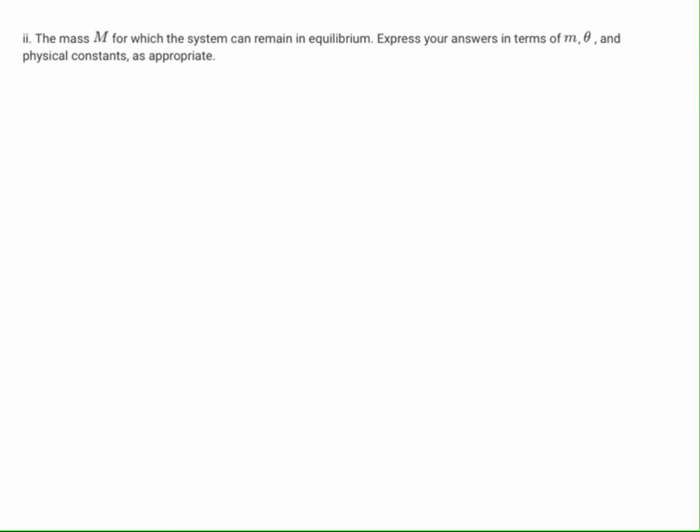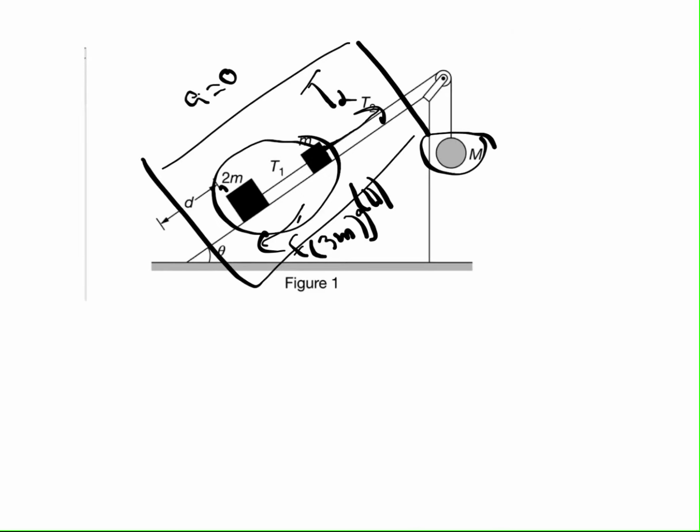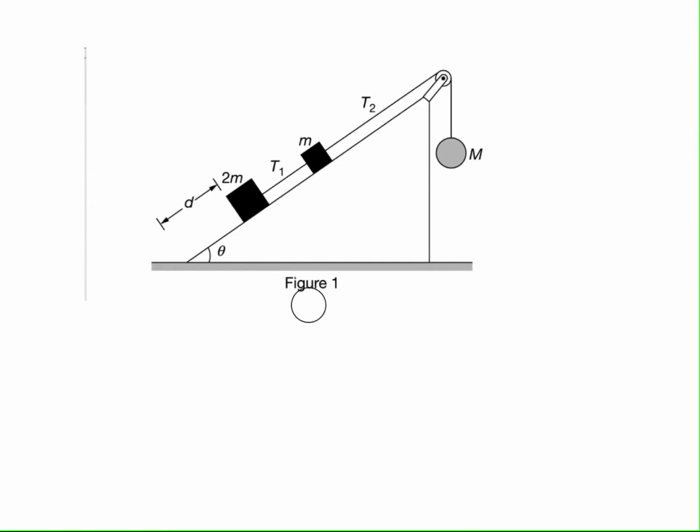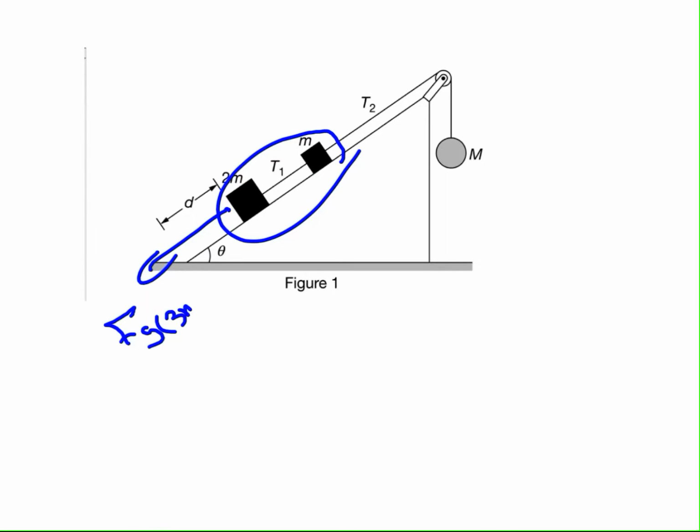Now, 2. The mass big M for which the system can remain in equilibrium. So, the biggest mass basically that this M can be so that it still stays in equilibrium. This is a slightly different argument. Erasing this picture for a second. Now we basically have all of this mass pulling this way. So we're going to say that the force of gravity acting on all 3m in the parallel direction is going to be just counteracted by the force of gravity of big M.